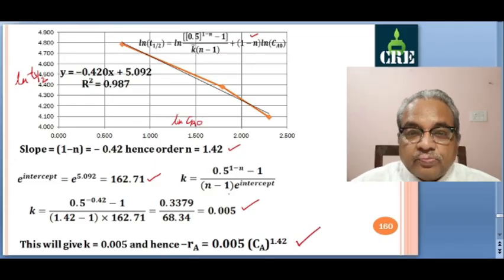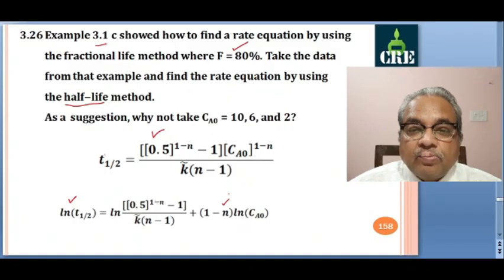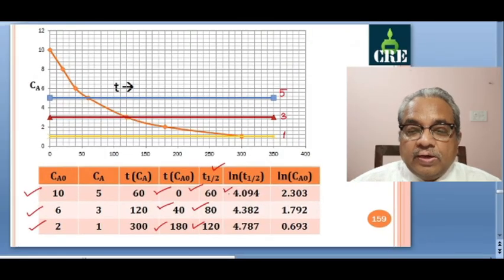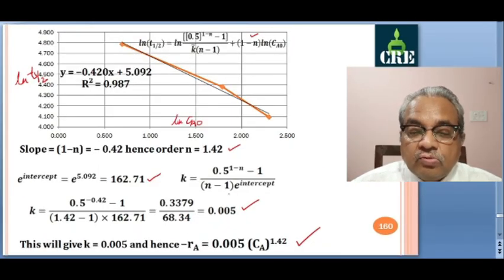So this is the rate law which we have obtained for the data of example 3.1, where the fractional life method was used for 0.8. The same problem we have solved by the half life method, and we have taken the data which is suggested: CA0 is equal to 10, then 6, then 2. And if you compare the final result, you will find k is the same value and the order is almost the same. There it is 1.4 in the solved example, it is 1.42 here.